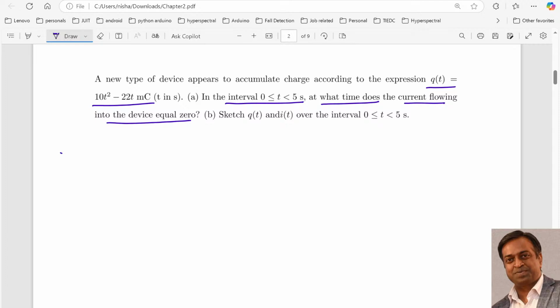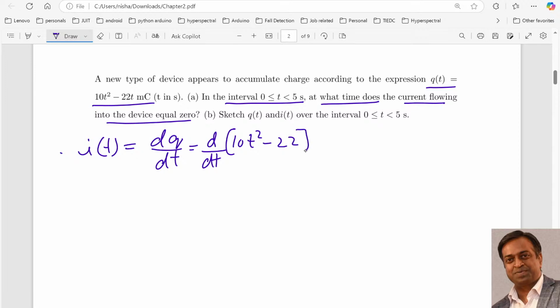To determine this, first we are going to determine the i(t), which is expressed as dq by dt. So we are going to differentiate this equation, which is 10t square minus 22t, in millicoulombs. It means that we are going to get the answer in milliamperes, right? So differentiating this, we get 20t minus 22 milliampere. So this is the current, right?